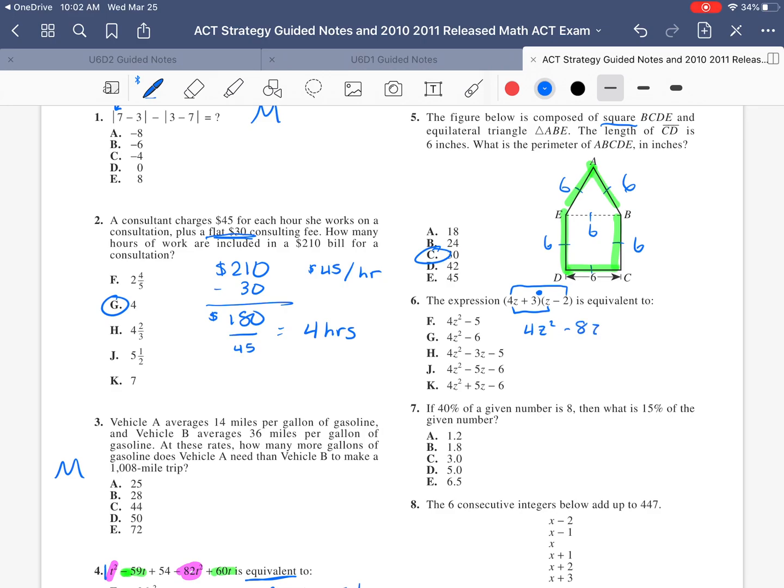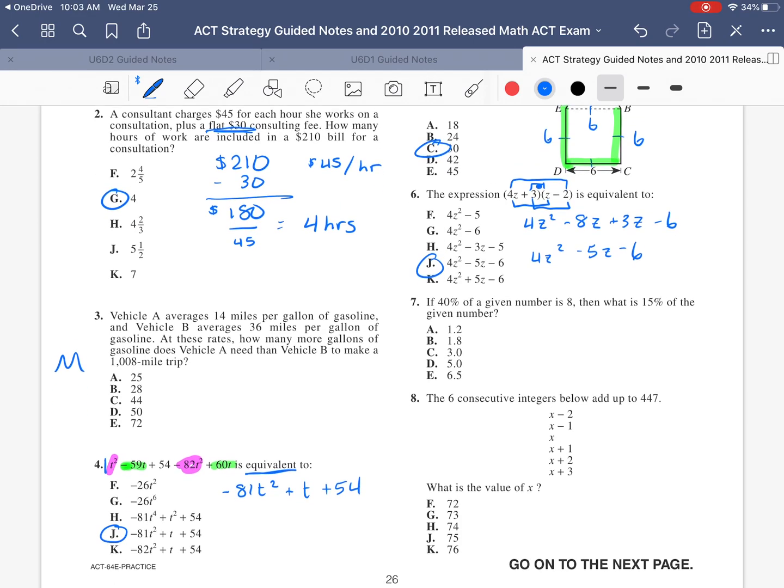And then if we do our outer, minus 8z, inner plus 3z, and last be negative 6. So we have 4z squared minus 5z minus 6.